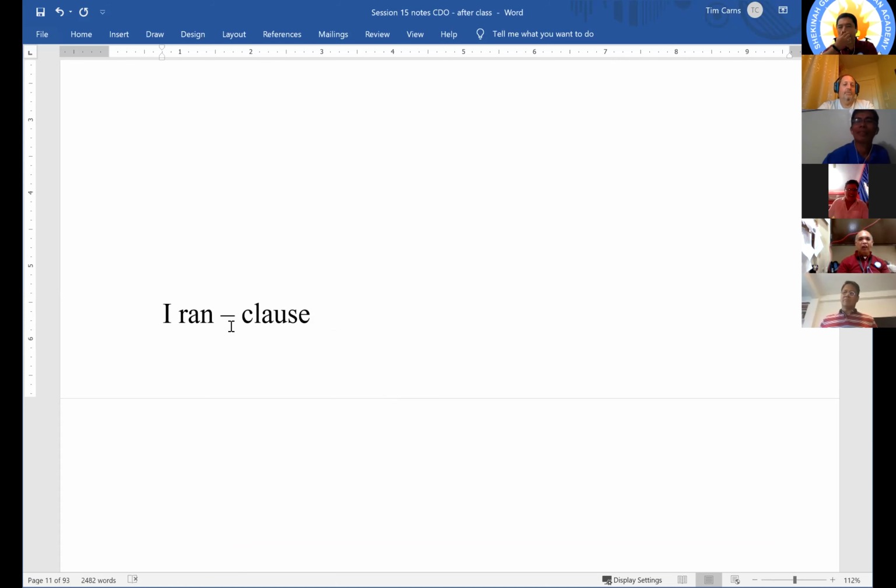Okay. Because notice, what's the verb again? Ran, and we have a subject. Now the question is, does this form a complete thought? Could it form a complete thought? Yes, good. Yes, it can. It's an independent clause. It can form a complete thought.